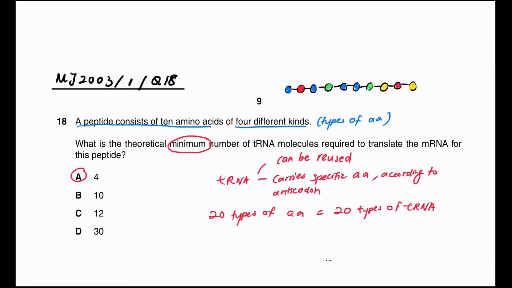Don't get confused by the number 10. Unless the question is asking if in a protein, using all the different types of amino acid, how many tRNA do you need? At least, then it will be 20. Because in all our protein, if all amino acids are used, then we need 20 types.